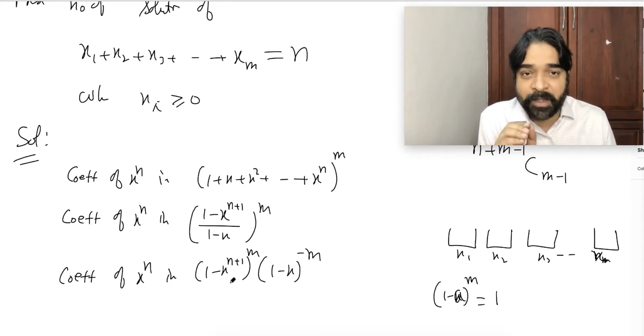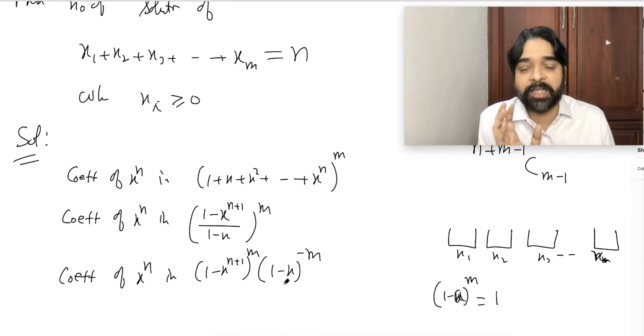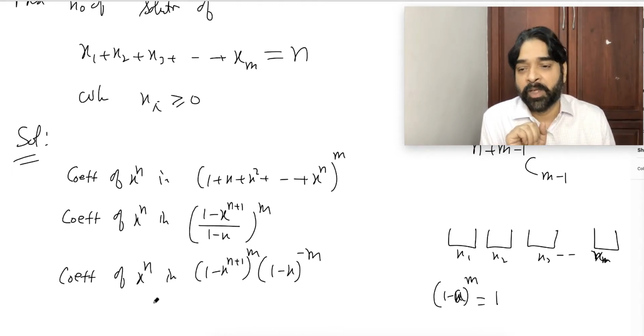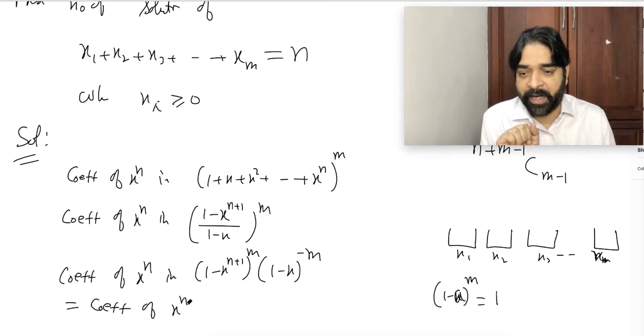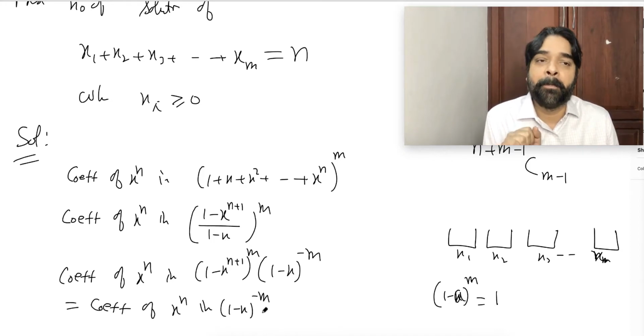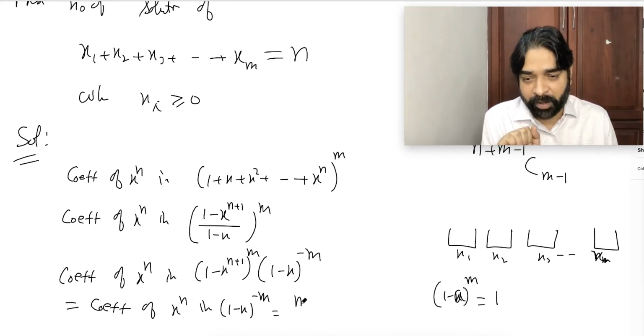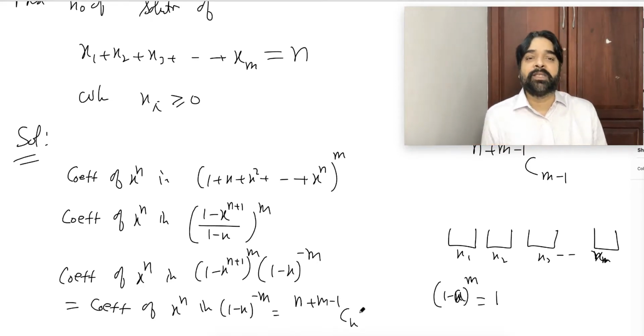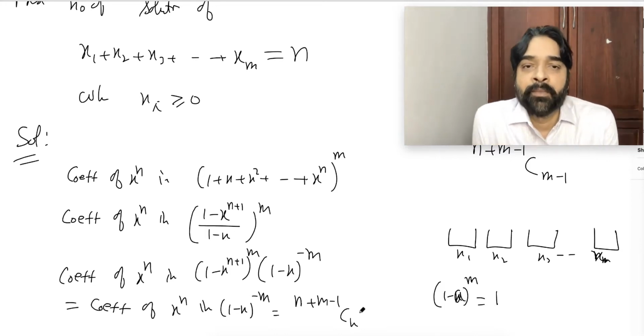If you consider the x power n plus 1 term, then the other factor has to give me x power minus 1, which is not possible. So this will be equal to the coefficient of x power n in 1 minus x power minus m. And that will be equal to what? n plus m minus 1 Cn, which is nothing but n plus m minus 1 C m minus 1. Have you understood the point?